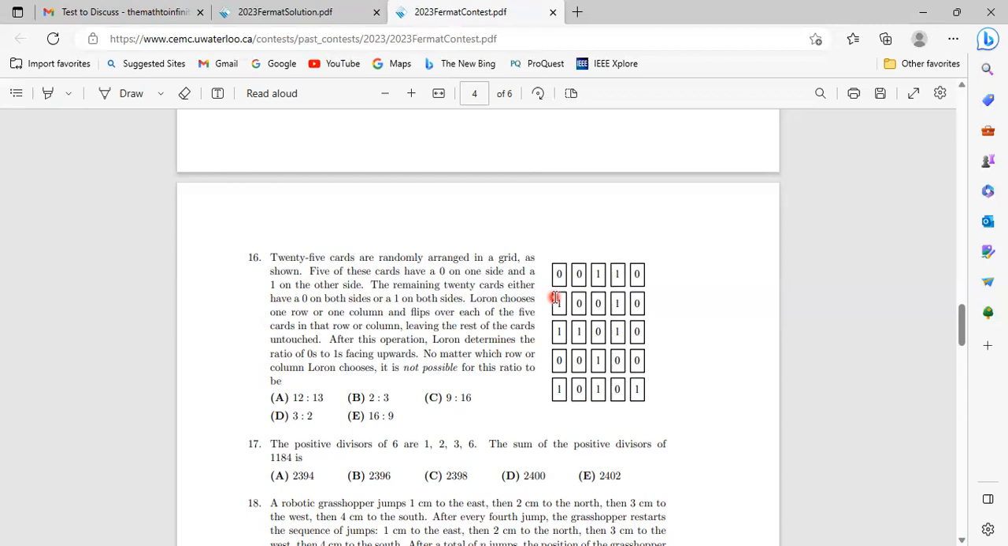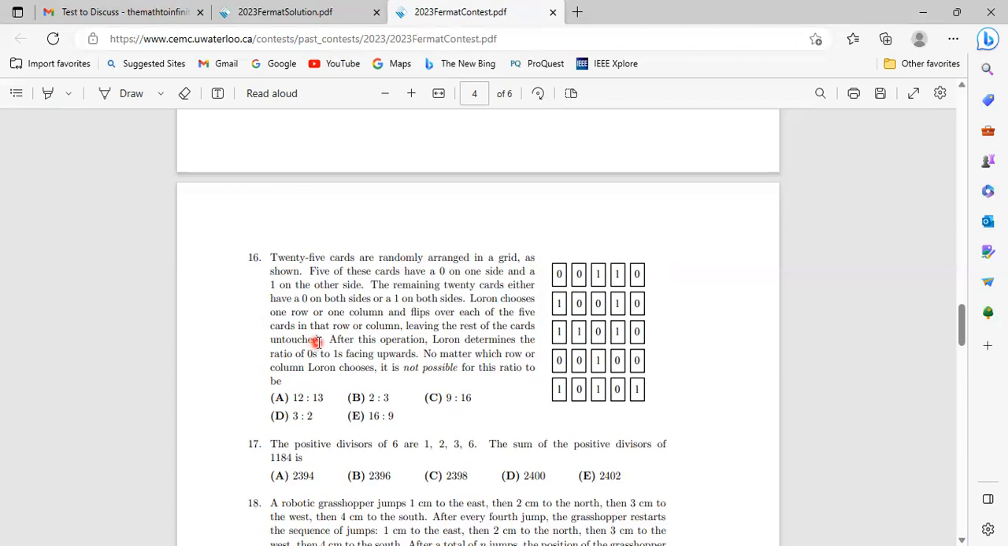Okay. So the question is, Lauren chooses one row or one column. Either he has to go from left to right or top to bottom. He flips over each of 5 cards in that row or column, leaving the rest of the cards untouched, which means he is going to touch only 5 cards, right? Because in a row or in a column, it's going to be 5 cards. So he will flip only 5 cards.